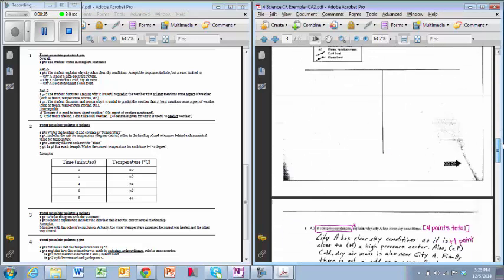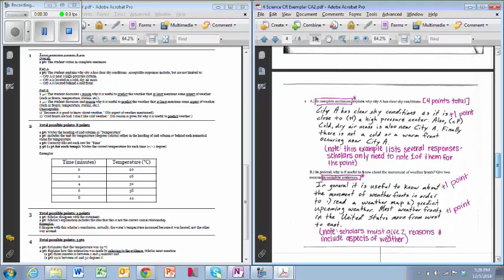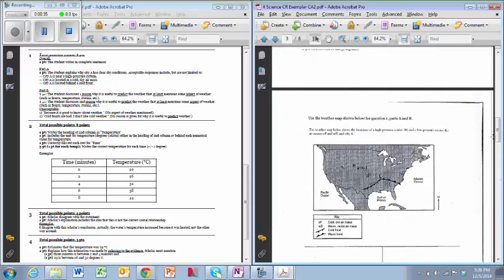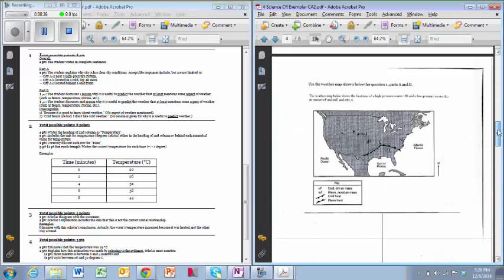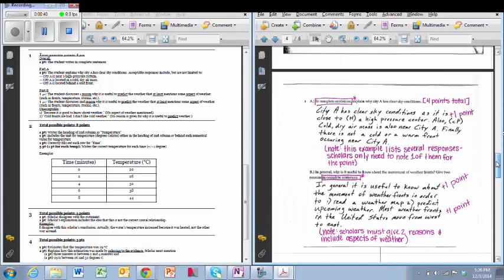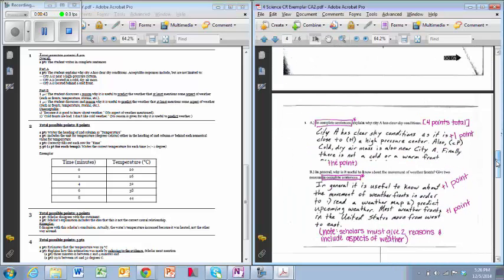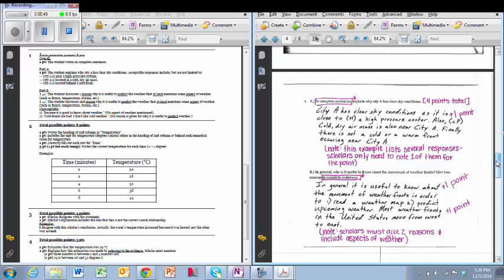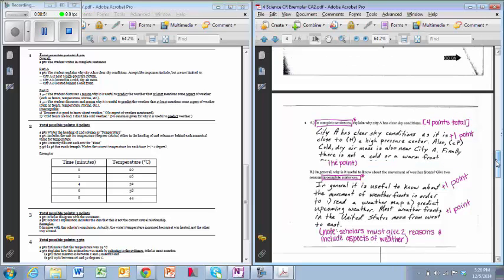So the first question is a weather map question, and what it asks scholars to do is, in complete sentences, to explain why the city on the map has clear sky conditions. And so what scholars will need to be able to do is they only have to list one reason, but they need to clearly explain why that city has those clear sky conditions.